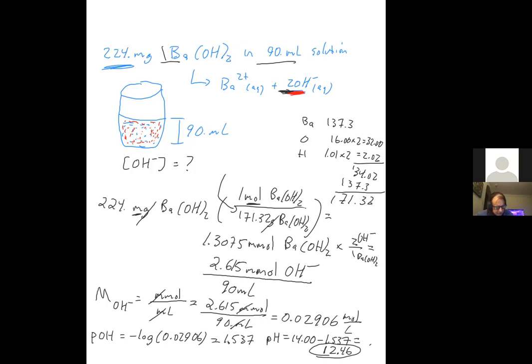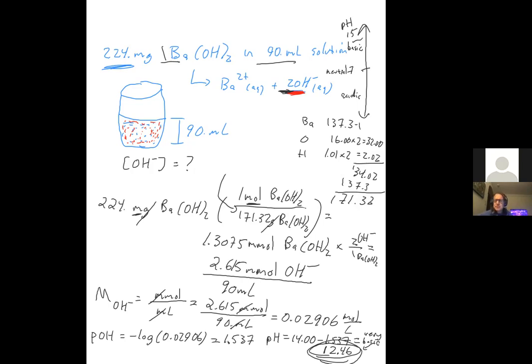So very basic. Remember the scale? It's easy to forget the scale, but for pH, 7 is neutral. Less than 7, down to like -1, is acidic. And above 7, up to let's say 15, is basic. So 12.46 is way up there in the basic solutions.